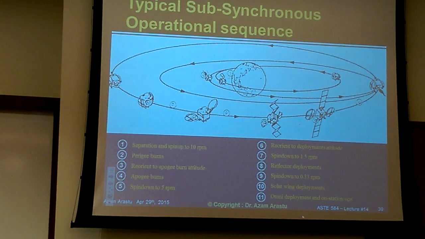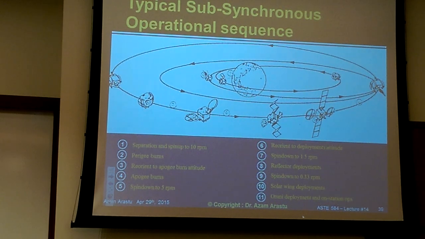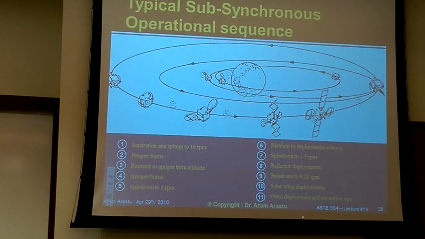Otherwise, you get too much temperature differential from the shadowing effect. We also have an ESD issue, where we get shocked. So keeping it in barbecue mode, in a thermally stable environment, helps a lot of things. So typically the launch vehicle drops it, and then you start rotating. You keep rotating, and you end up in this orbit, a circular orbit, or whatever the orbit is.